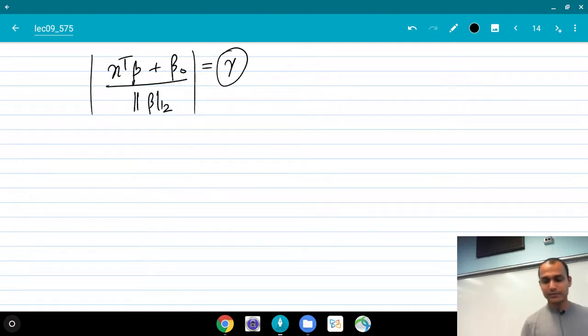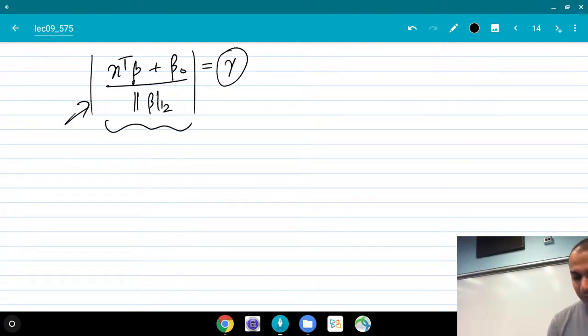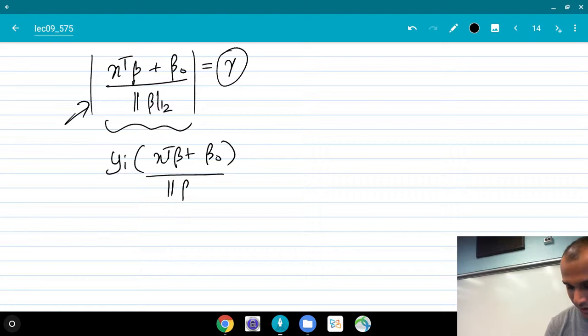Now what we'll do is somehow get rid of this magnitude business by saying that for the positive class, when yi is plus 1, we can assume that this number is positive, and when yi is minus 1, we can assume that the number is negative. We can do that. Why is that? It can only be either positive or negative. I'm just saying that there's enough degree of freedom that we can say yi times this thing is positive. Otherwise we can just switch, it's not an issue. So yi times x transpose beta plus beta naught divided by norm of beta 2.